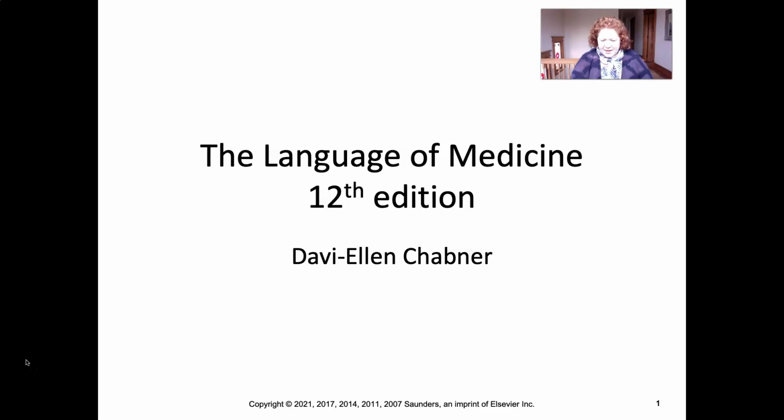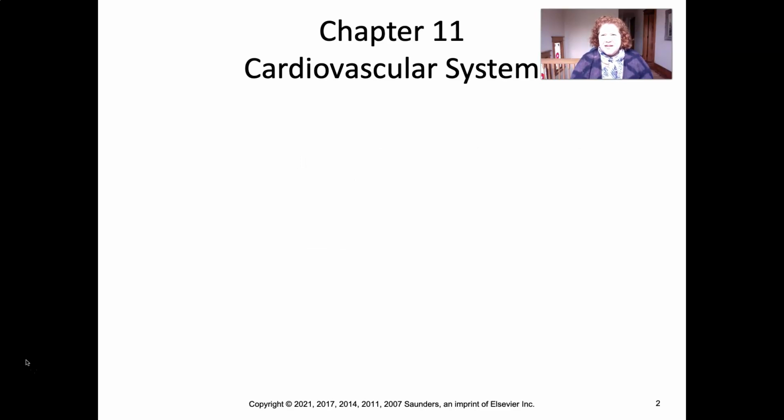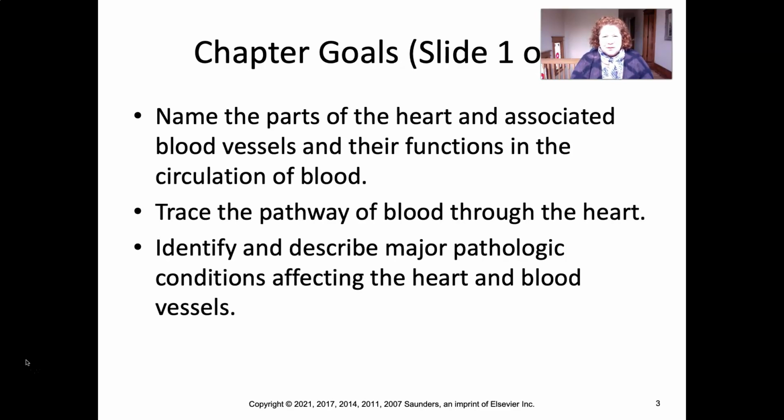Alrighty, so let's get at it. What are we doing? The cardiovascular system, we'll talk about the parts of the heart and the blood vessels, how blood circulates. We'll trace the pathway of blood through the heart, and talk about what can go wrong with the heart and blood vessels. I want to pause here to let you know we will cover chapter 13, which is the blood system, in a few more weeks.